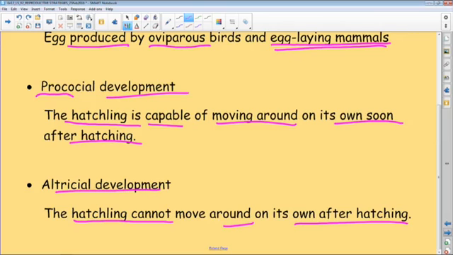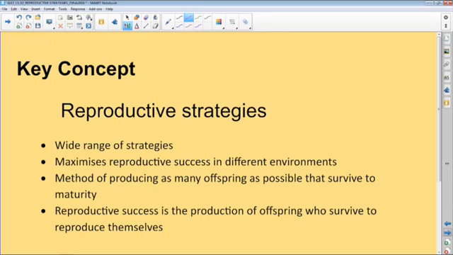Okay? Now, what I have next is a little bit about reproductive strategies. Now, these reproductive strategies are very important in nature. Okay? Because without these, we're not going to perform to the best or be the best.